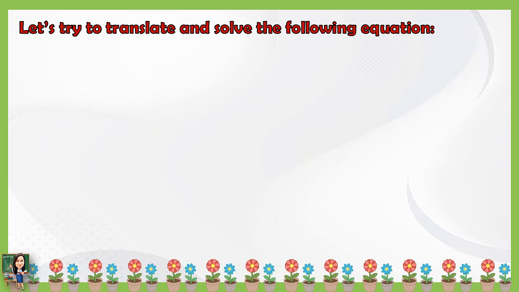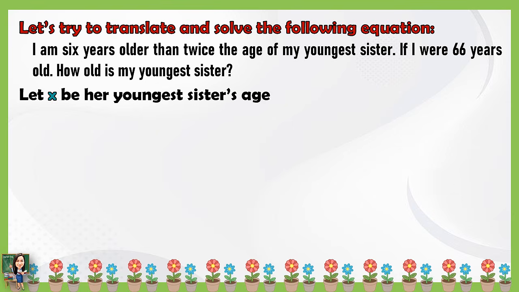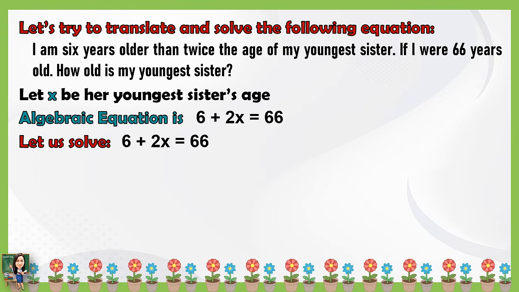Let's try to translate and solve the following equation. I am 6 years older than twice the age of my youngest sister. If I were 66 years old, how old is my youngest sister? Let x be her youngest sister's age. The algebraic equation is 6 plus 2x equals 66. Let us solve. 6 plus 2x equals 66.